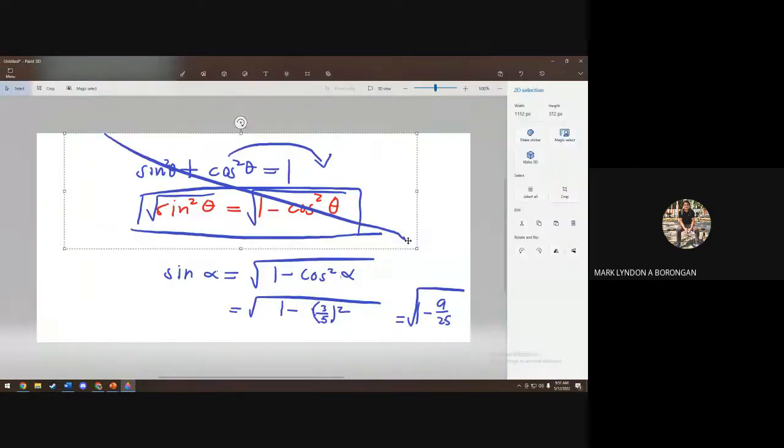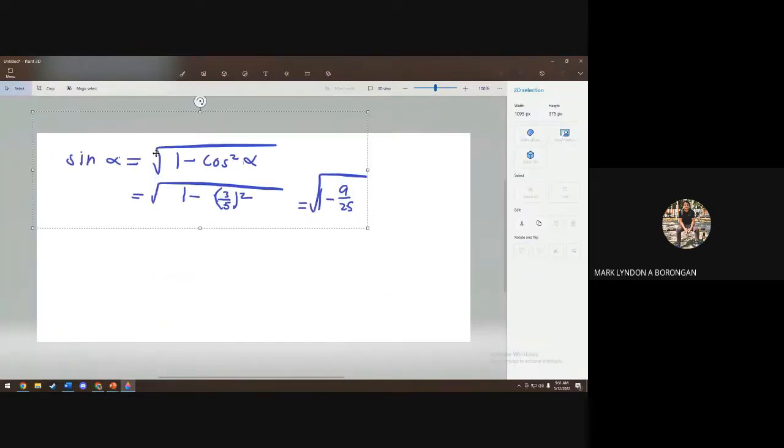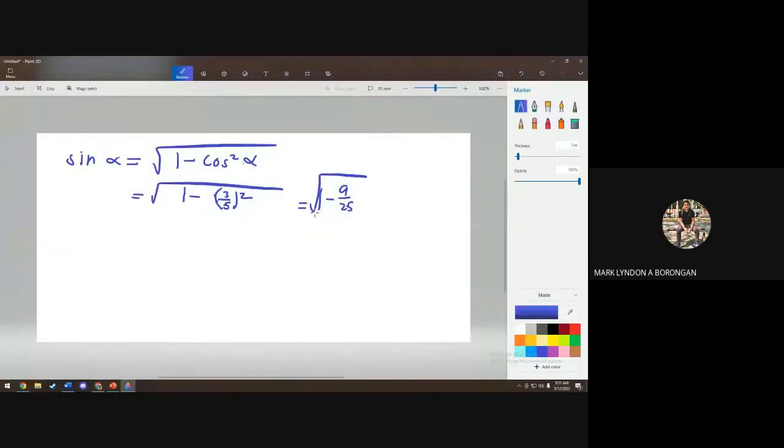Wait. So what is it now? 4 over 5. So what is it for Nana? Because of what he did, this 1 we can transform, right? Into 25 over 25 because it is still equal to 1. We are just using it in another form for you to subtract this 9 over 25. Okay? So now, when you subtract, you'll have 16 over 25.